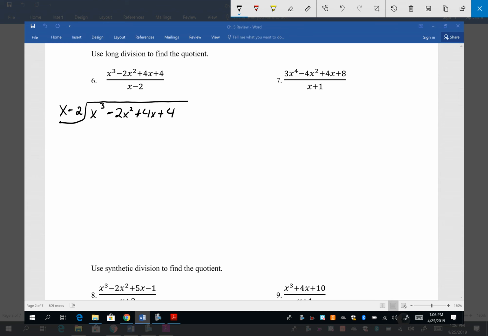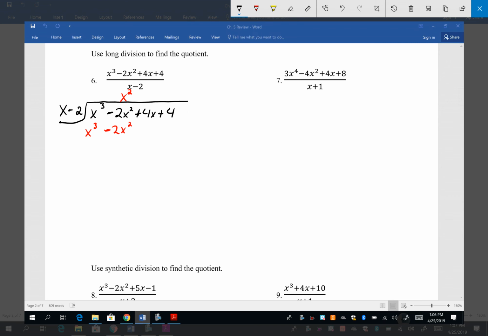All right, so how many times does x go into x cubed? X squared times. So I'm going to write x squared. Personally, as I showed you when I taught this, I put it on top of the other squared term, but it doesn't really matter. What's x squared times x? X cubed. What's x squared times negative 2? Negative 2x squared. And what do we do with long division? We always subtract.